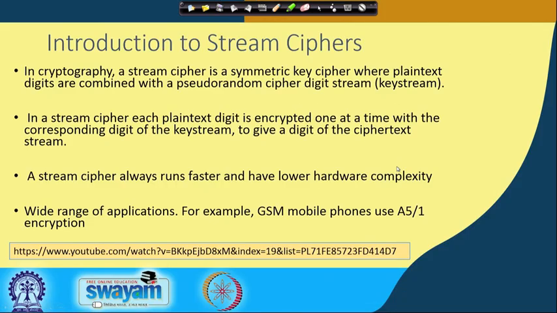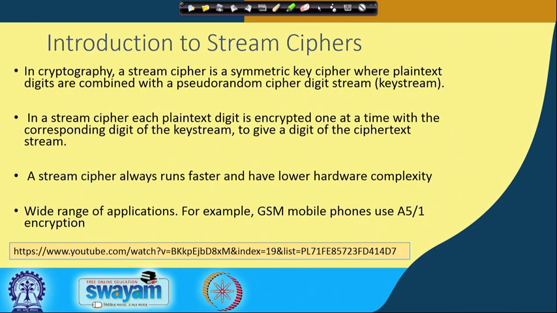To introduce stream ciphers: like block ciphers, stream ciphers are also symmetric key ciphers, where the plain text digits or bits in general are combined with a pseudorandom stream generator or a pseudorandom key generator, which are also called key stream generators. In a stream cipher, the idea is that each plain text digit is encrypted one at a time with the corresponding digit of the key stream to give rise to a digit of the cipher text.